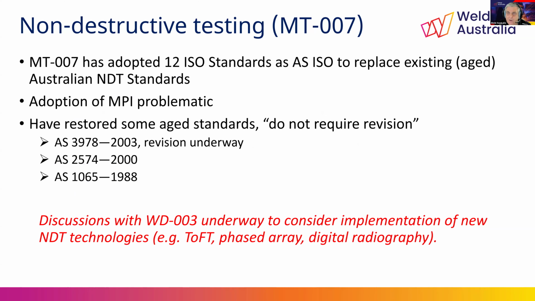Also, MT007 initially agreed to adopt quite a few of the ISO standards, but ran into a few roadblocks to replace the aged Australian standards, particularly in the magnetic particle component where there was a safety issue involved. Since then, the committee has cooled on the idea of the ISO adoptions to replace aged Australian standards, and revision of these aged standards is yet to be considered.